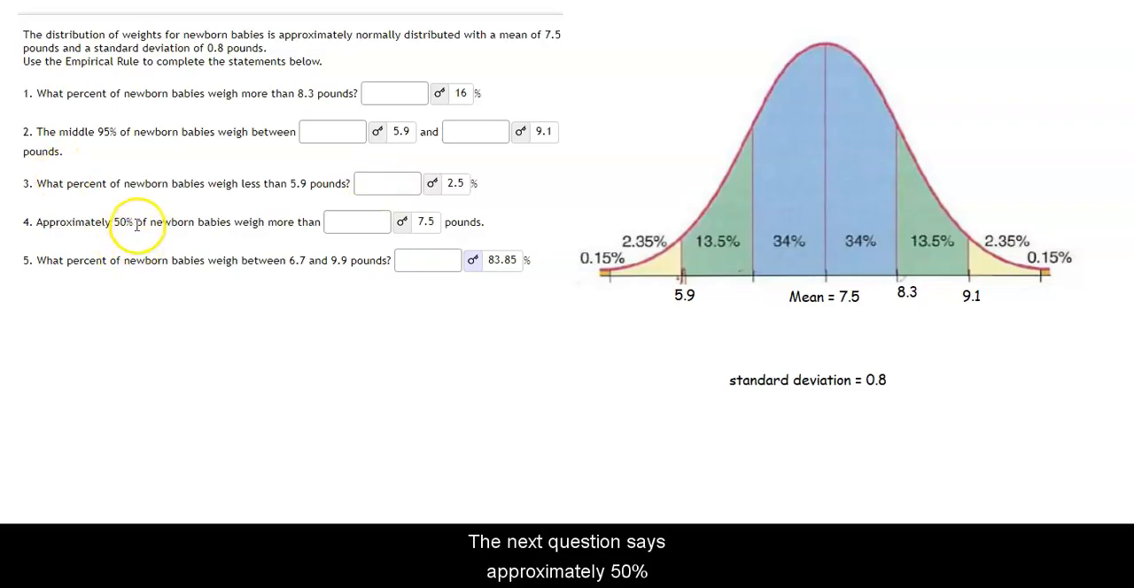The next question says, approximately 50% of newborn babies weigh more than what weight? Well, you should know that in a normal distribution, the median and mean are the same if it's symmetric. So if the mean is 7.5, that means the median is also 7.5, and the median is at the 50% point. So 50% of the data is below the median, and 50% of the data should be above the median. So that means that 50% of newborn babies would weigh more than the median value, which is 7.5. That's where the 7.5 comes from.